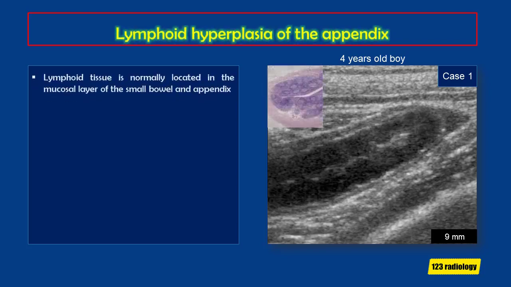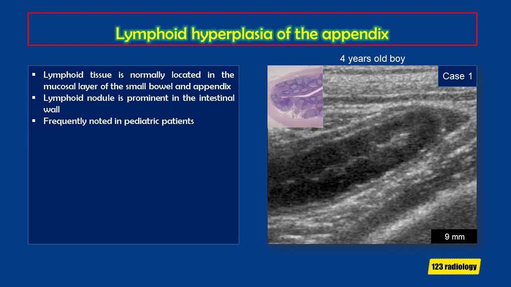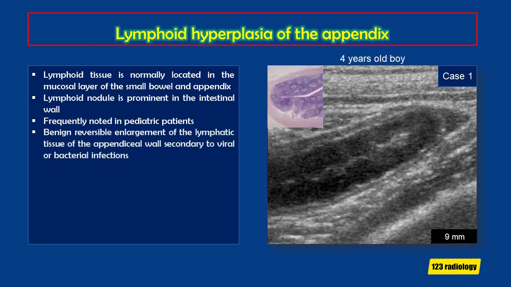The intestinal lymphoid tissue is normally located in the mucosal layer of the small bowel and appendix, appearing as lymphoid nodules or lymphoid infiltrate. When the lymphoid nodule is prominent in the intestinal wall, it is referred to as intestinal lymphoid hyperplasia. Lymphoid hyperplasia of the appendix is frequently noted in pediatric patients. It is a benign reversible enlargement of the lymphatic tissue of the appendiceal wall, secondary to viral or bacterial infections.